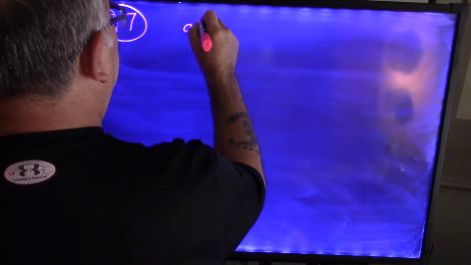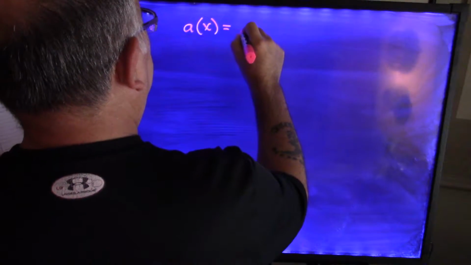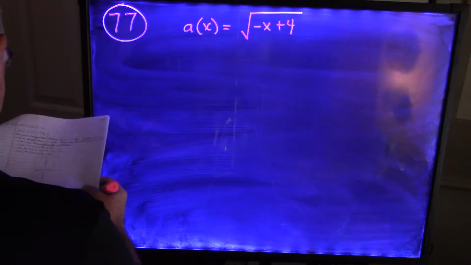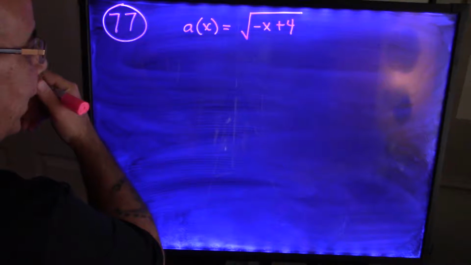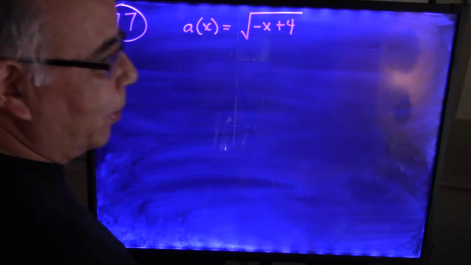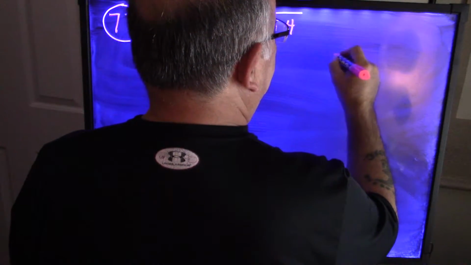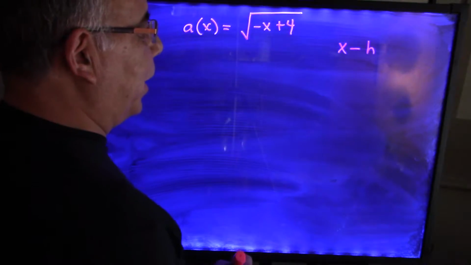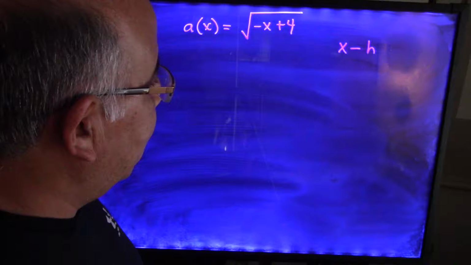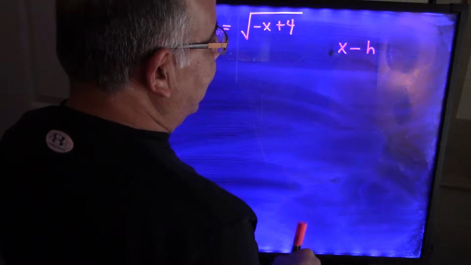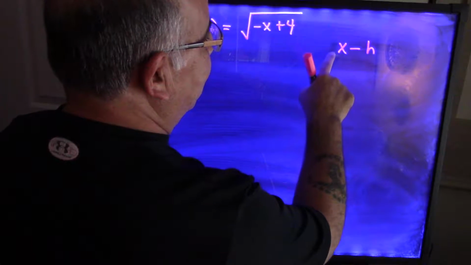Number 77, we have a of x equals square root of negative x plus 4, all under the radical. Now, one little thing to watch out for here. This is not in the correct format for our purposes. Remember, the format would be x minus whatever the number is, x minus h. Well, what if you have some constant in front of the x? Notice that the only constant in front of the x is a 1. We just didn't write it there. 1x equals x, so you can imagine there being a 1 there.